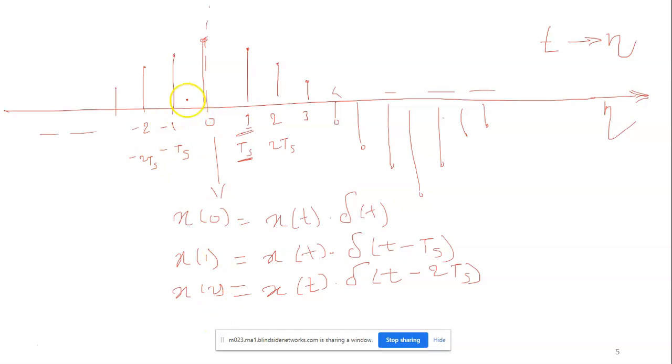If I had to write this signal, how can I write it? x(-1) is equal to x(t) delta(t + Ts). So like this I can write the entire signal, but what I need is to combine them into x(n). So what I can do over here is write this in general as x(nTs), or this can be x(n). We can interchange it.